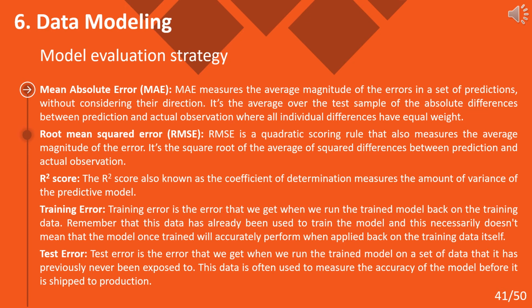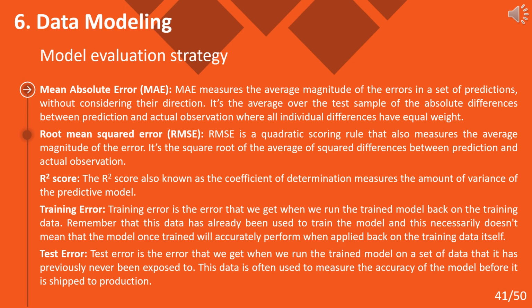Root mean squared error. Root mean squared error is a quadratic scoring rule that also measures the average magnitude of the error. It's the square root of the average of squared differences between prediction and actual observation. R-squared score, also known as the coefficient of determination, measures the amount of variance of the predictive model.